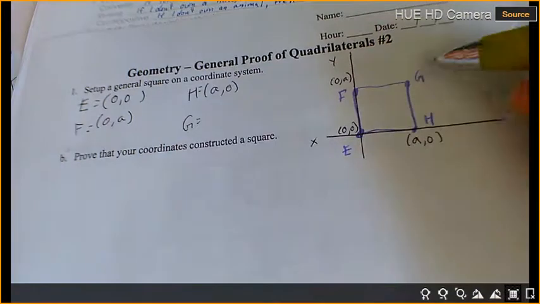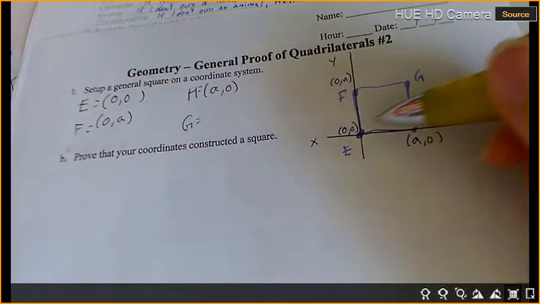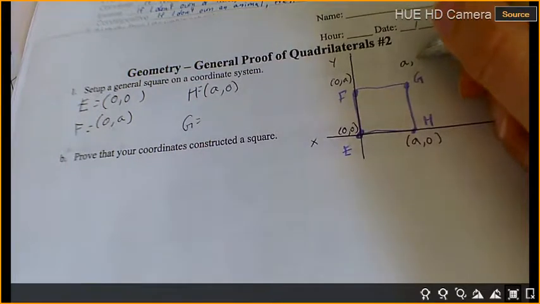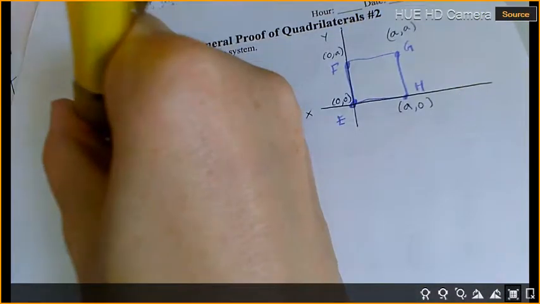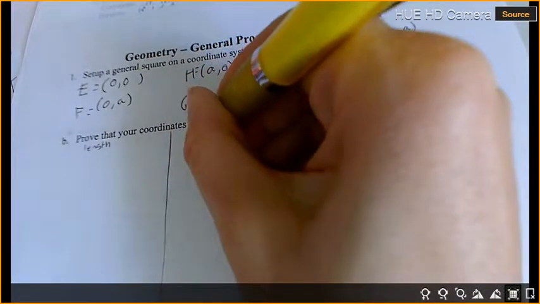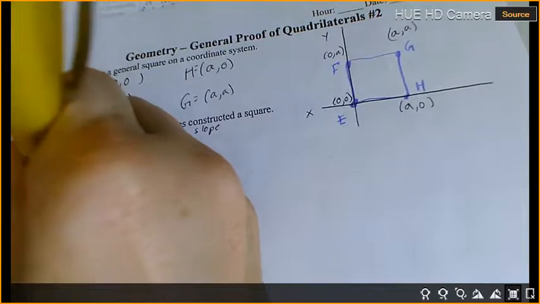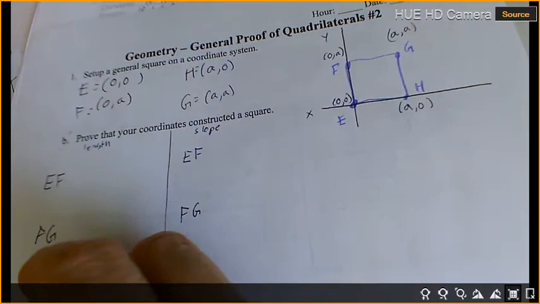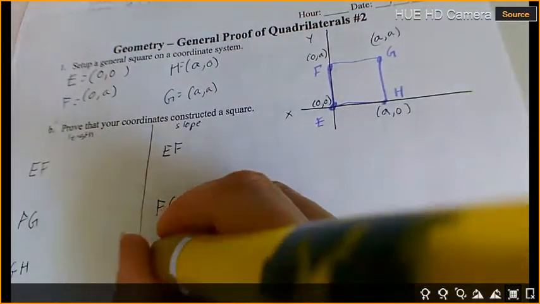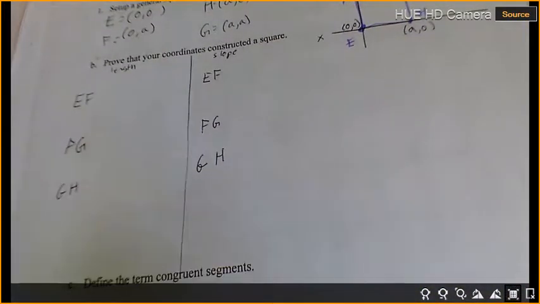So what is G? Okay. So you're going to have to find all the lengths of the sides, all the slopes of the sides. So I like to draw a line down the middle and say these are my lengths, these are my slopes. And I'm going to go E to F, F to G, G to H, and H to E.